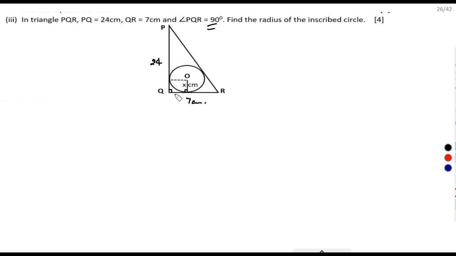This is also 90 degree because QR is tangent and OA is the radius at the point of contact. Similarly, this angle is also 90 degree. And if this is x, then this is also x, radius of same circle. And this is x, this is also x because opposite side of rectangle, and now this is a square. And we have to find this x. First of all, triangle PQR is a right angle triangle. So we can find PR by applying Pythagoras theorem.